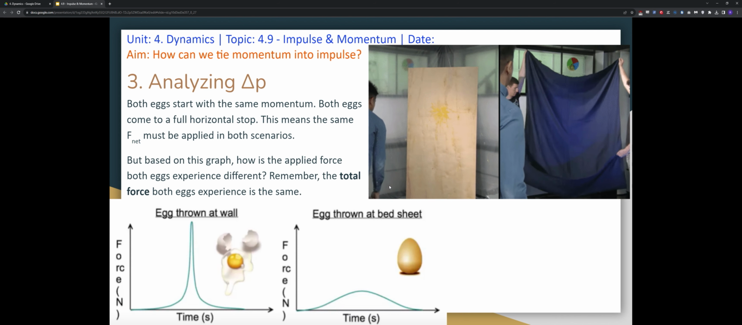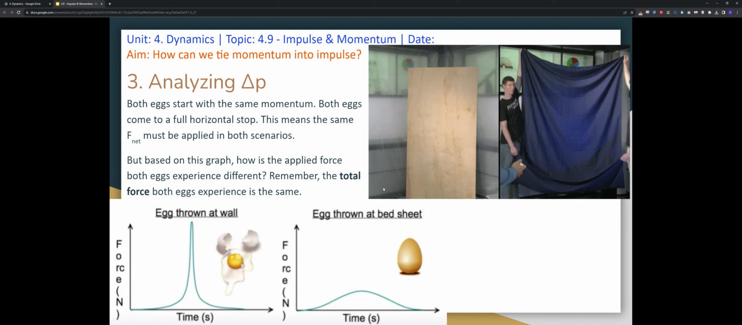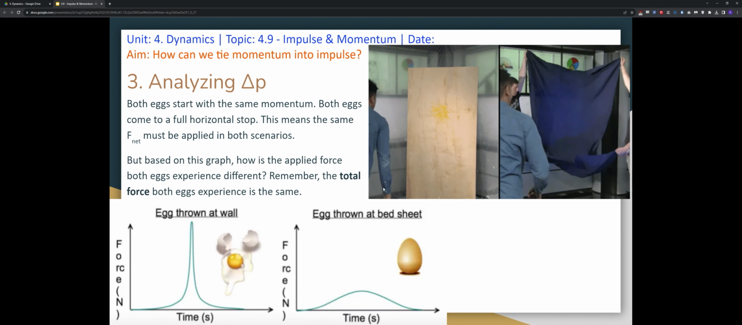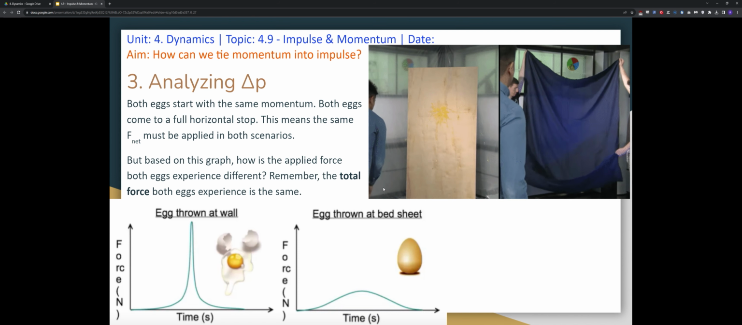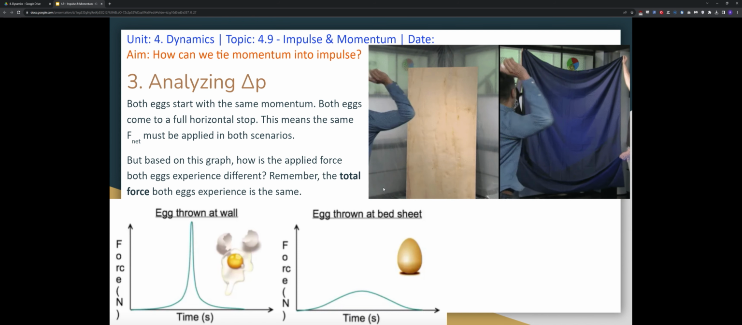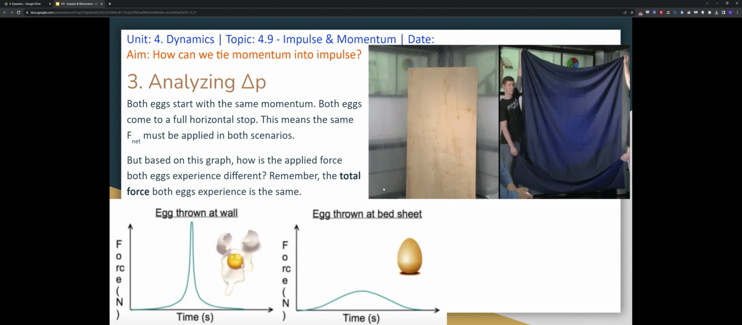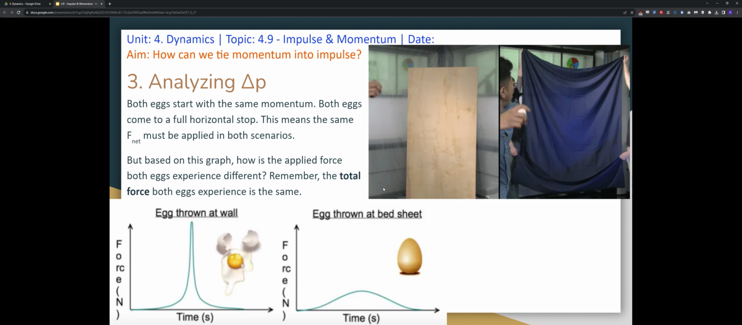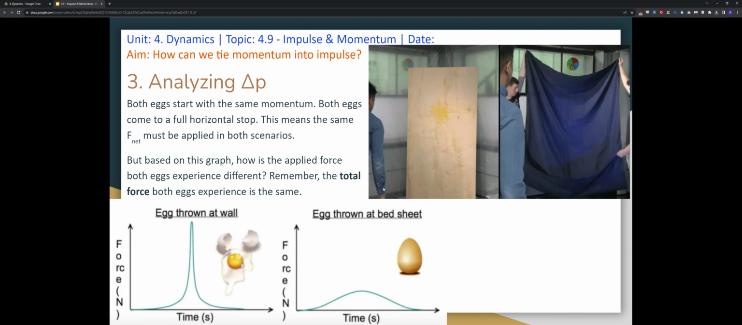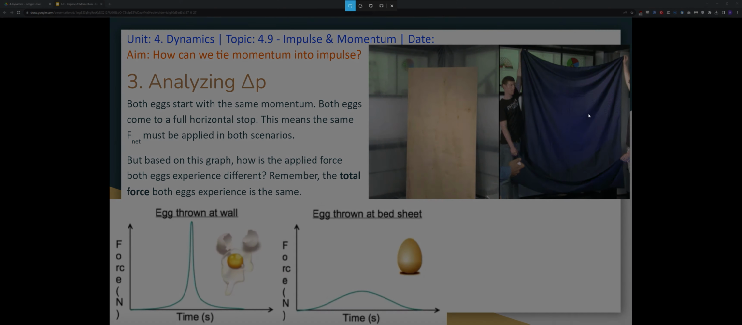So again, I'm going to give you guys time to read this, but I am going to describe this question. Here you see two GIFs. Someone's throwing an egg at a wooden board, and someone's throwing an egg at a bed sheet. And clearly, in one of these scenarios, the egg breaks. But then why? A lot of you are probably going to say, well, because the wooden board is hard and the bed sheet is soft, so that's why the egg doesn't break.